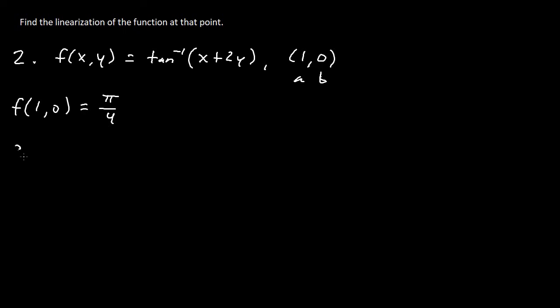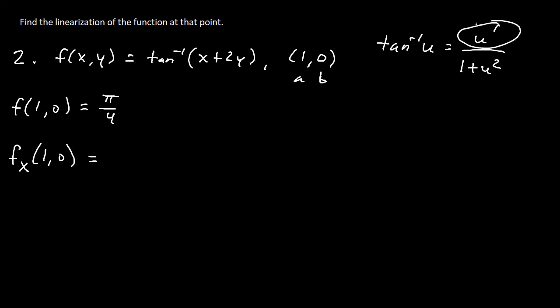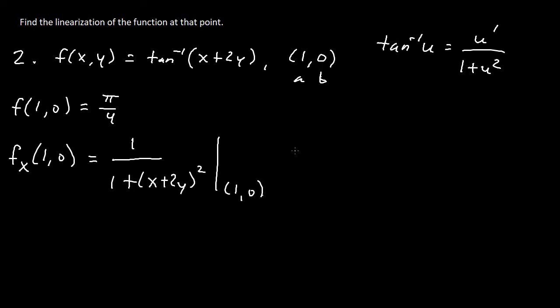So now let's find f sub x, or the partial derivative of the function with respect to x, evaluated at 1, 0. So remember, x is going to be the variable, y is the constant. So the derivative of inverse tangent of some function u is going to be u prime over 1 plus u squared. So if x plus 2y is the inside function, let's find the derivative of the inside function. If we're deriving with respect to x, x is the variable, y is the constant, so the derivative of x is 1, derivative of 2y is 0, so we get 1 on the numerator, over 1 plus u squared, so the entire inside function squared, x plus 2y squared. Now if we evaluate that at 1, 0, we'll get 1 over 1 plus 0 squared, so 1 squared is 1, so that will give us 1/2.